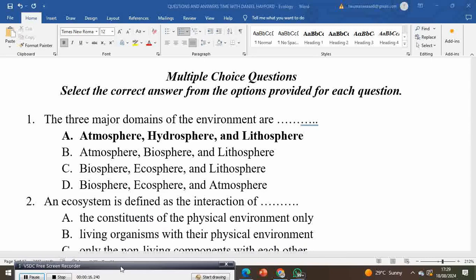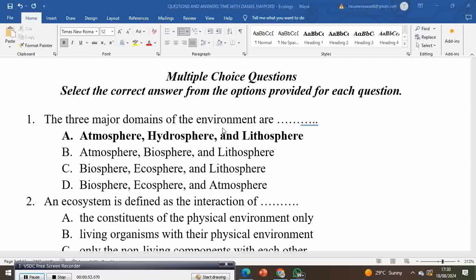We want to consider some multiple choice questions. The best thing we want to do is to understand the instruction. The instruction says we should select the correct answer from the options provided for each question. Several options have been provided, up to 4 basically, and we're supposed to select the correct answer from the options for each question. So let's go on to question number 1.